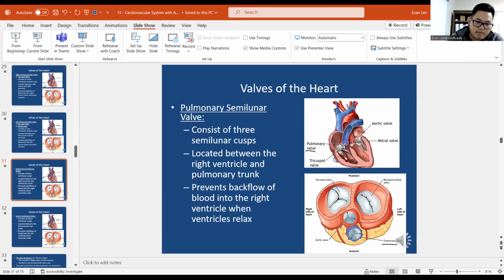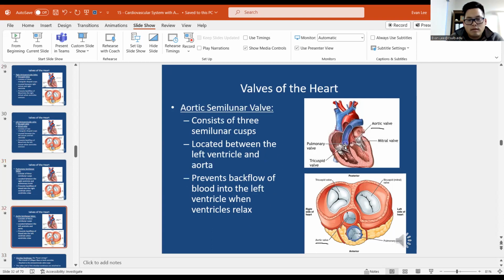Something that I would like you to remember as we go through a lot of these structures: pulmonary means lungs. So if you ever see the word pulmonary, it's referring to the lungs, but we'll see that a couple more times.